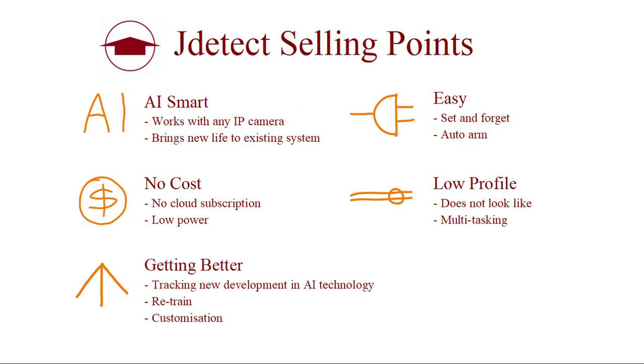Last, and the most important point about Jdetect and what sets Jdetect apart from other products, it's getting better. Jdetect is an evolving product, always tracking to the newest and latest development of AI technology. Whenever there is a new and better object detection model published and becomes supported on TensorFlow Lite, you can plug it in on Jdetect. Jdetect is tracking to the most dynamic and vibrant development of AI technology on object detection. Jdetect can be retrained with customer data and can also be customized to suit specific requirements.